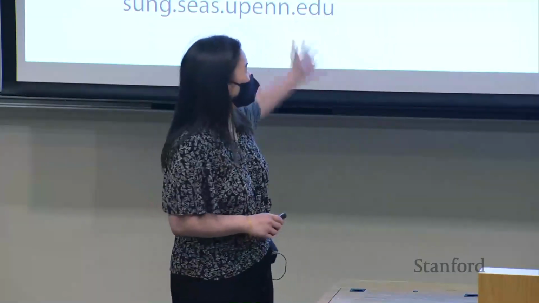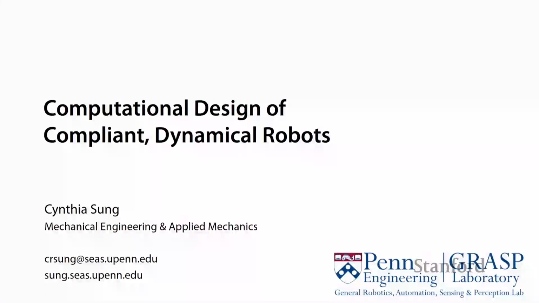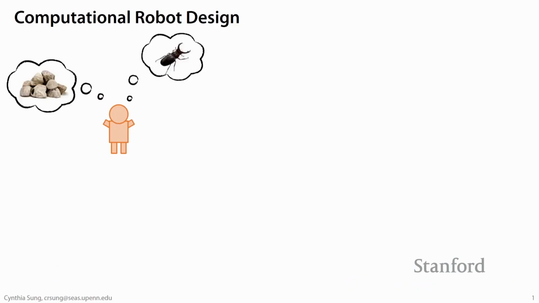So the topic that our lab is very interested in is computational design for compliant dynamical robots. And to get us into this topic, I thought I would start with the idea behind computational design, right? The idea behind our group is we're trying to make robot design more accessible to the general public. We're trying to think about how we can get anybody to be able to design a custom robot that they want. So let's say this is you, and you have an idea for a robot that you want to create.